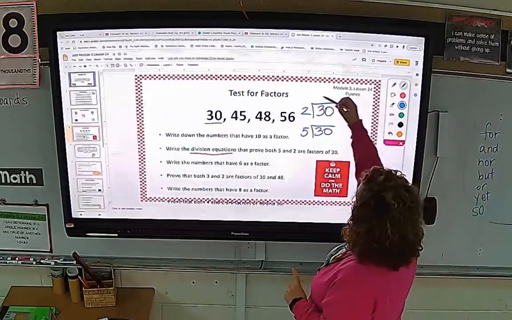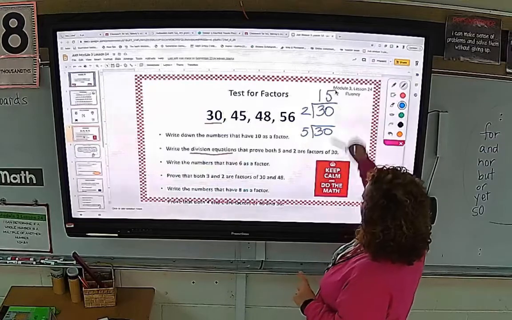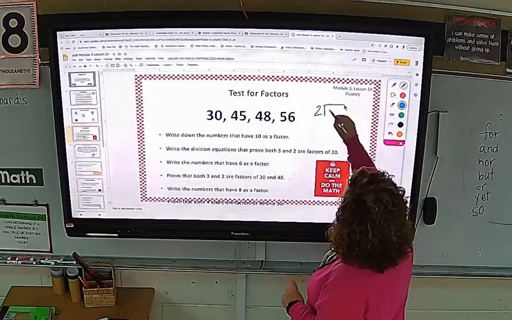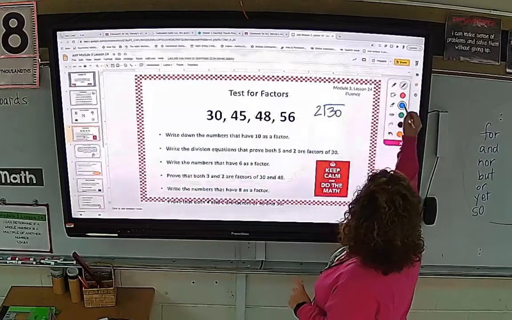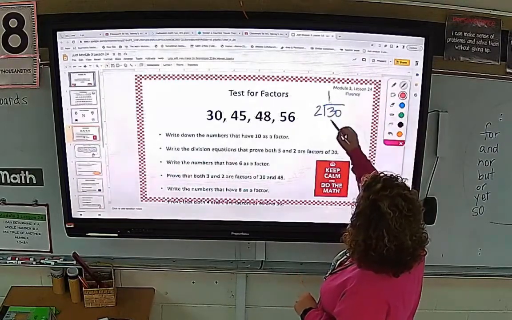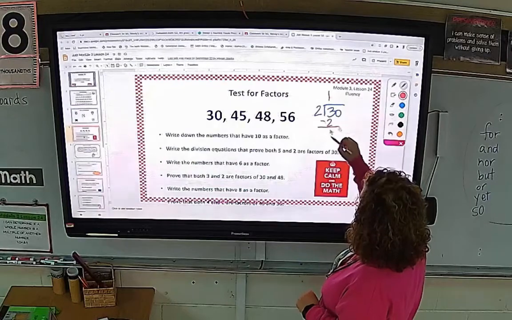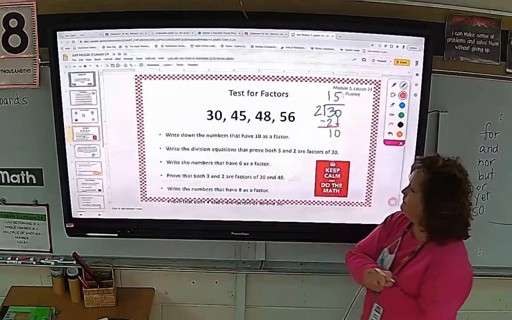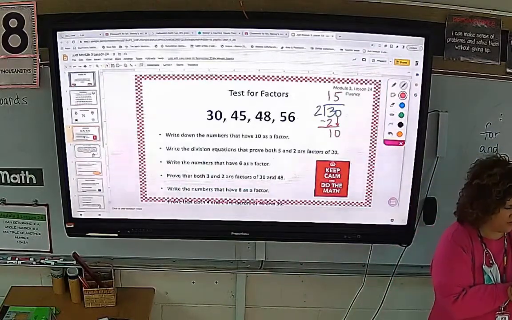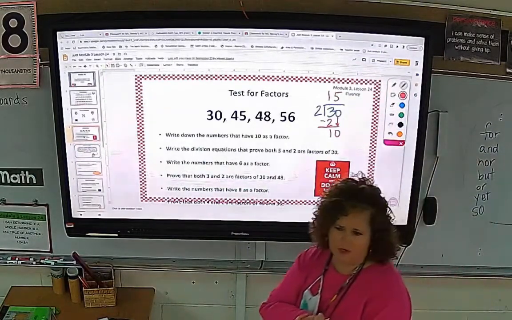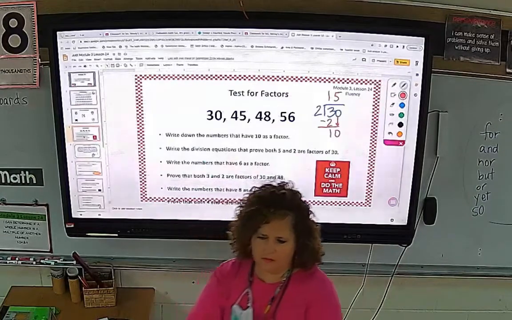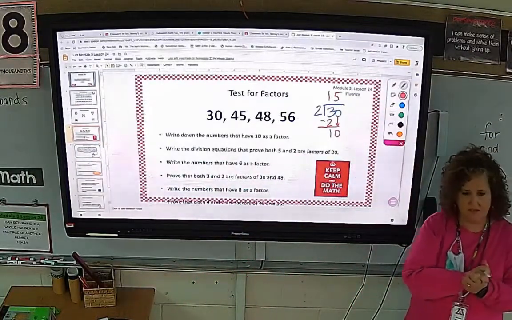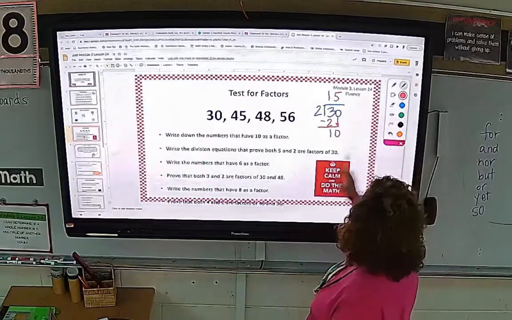Because 2 times this right here, I could do the long division. Let's do that. 2 divided into 30. 2 goes 1 time. We subtract it. Bring this down. It goes 5 times. Could you also figure out if 2 was a factor of 30 without doing the division? Yes. 30 is what kind of number? Is it odd or even? Even. 2 is a factor of every even number.